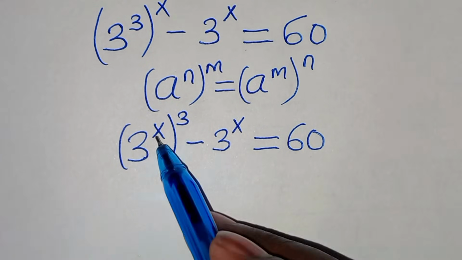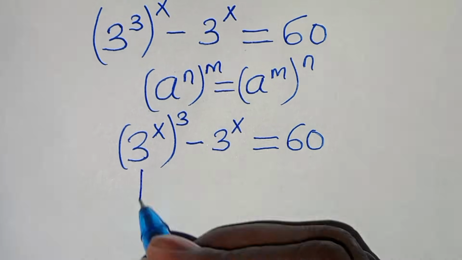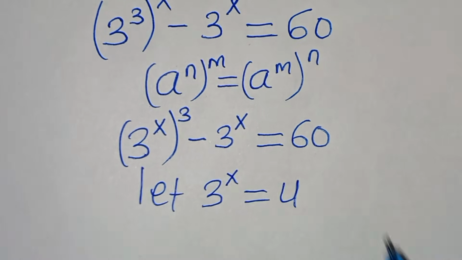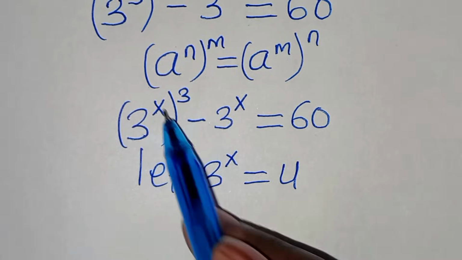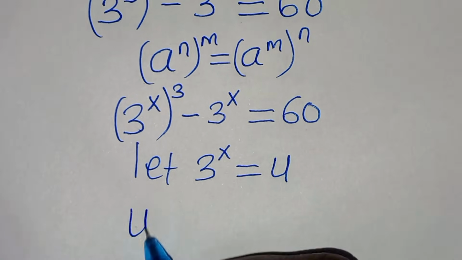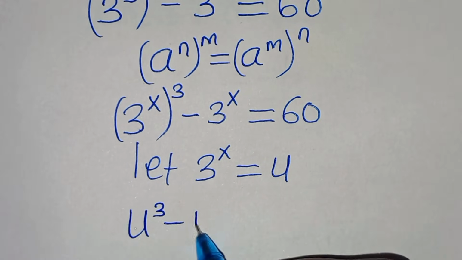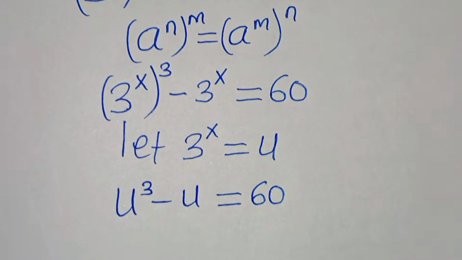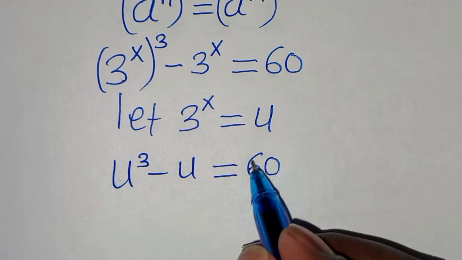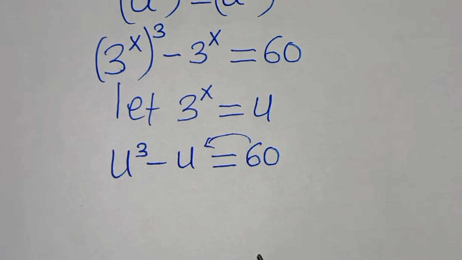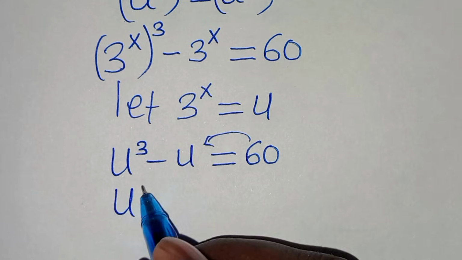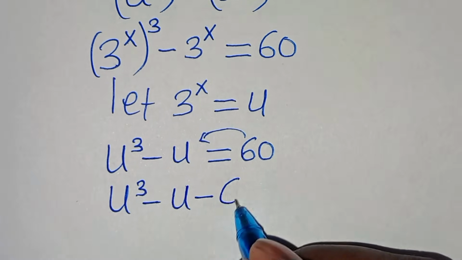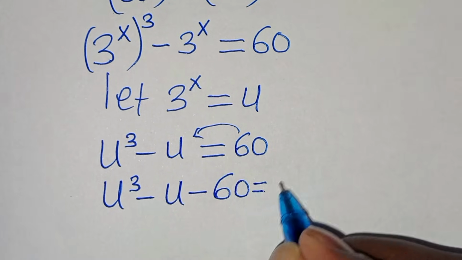Now, since 3 to the power of x is common here, we can let 3 to the power of x be equal to u. So let's substitute u where we have 3 to the power of x, so that we have u to the power of 3 minus u. This is equal to 60. Now the next step is to take 60 to the left hand side, so that now we have u to the power of 3 minus u, subtract 60. This is equal to 0.